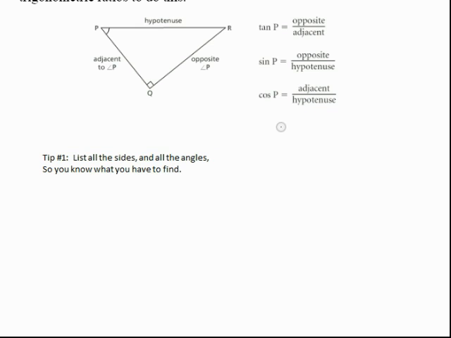So that means that for this triangle, I would say I need to find angle P, I need to find angle Q, I need to find angle R, I need to find side P, I need to find side Q, and I need to find side R. So the first thing I'm going to do is list all of those so that I know that I need to find them all. Well, some of them I will already have, but I'll fill those in. You'll see that in the example.